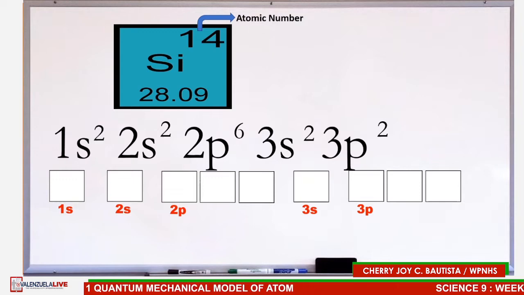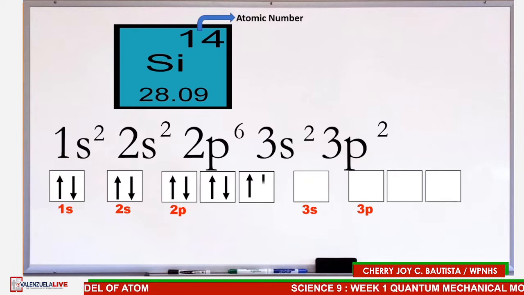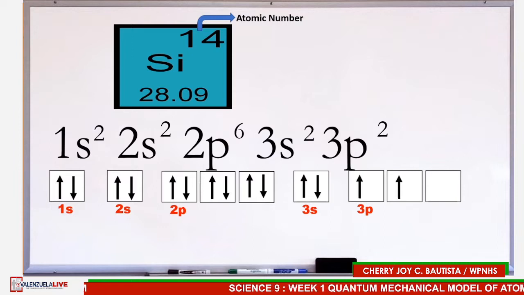Then, let's write the arrows. We have 1, 2, 3, 4, 5, 6, 7, 8, 9, 10, 11, 12, 13, 14. So this is the orbital diagram for silicon.